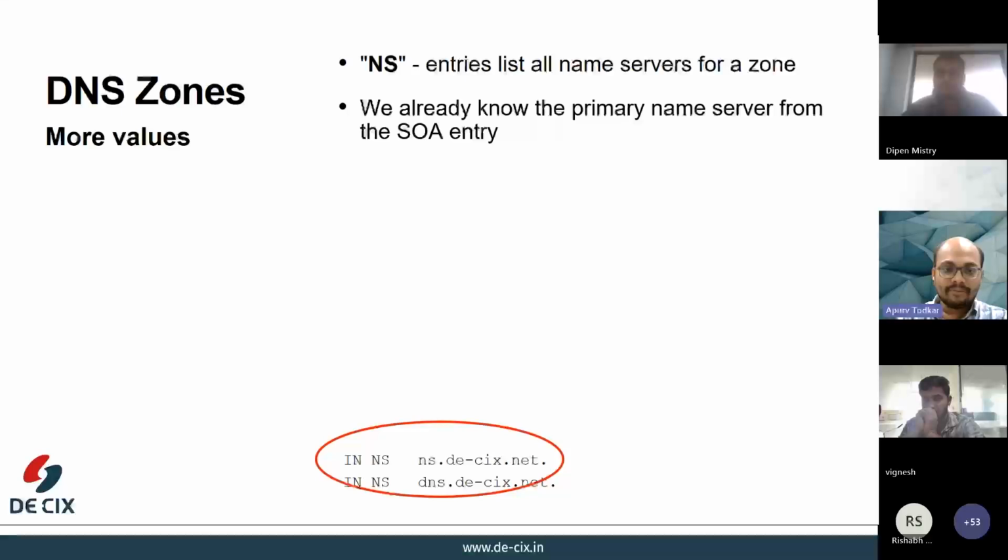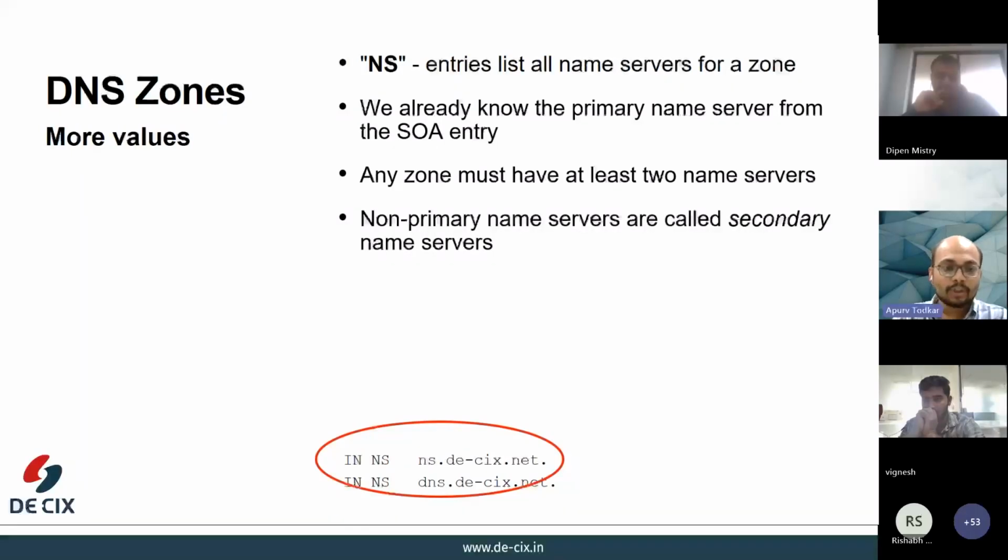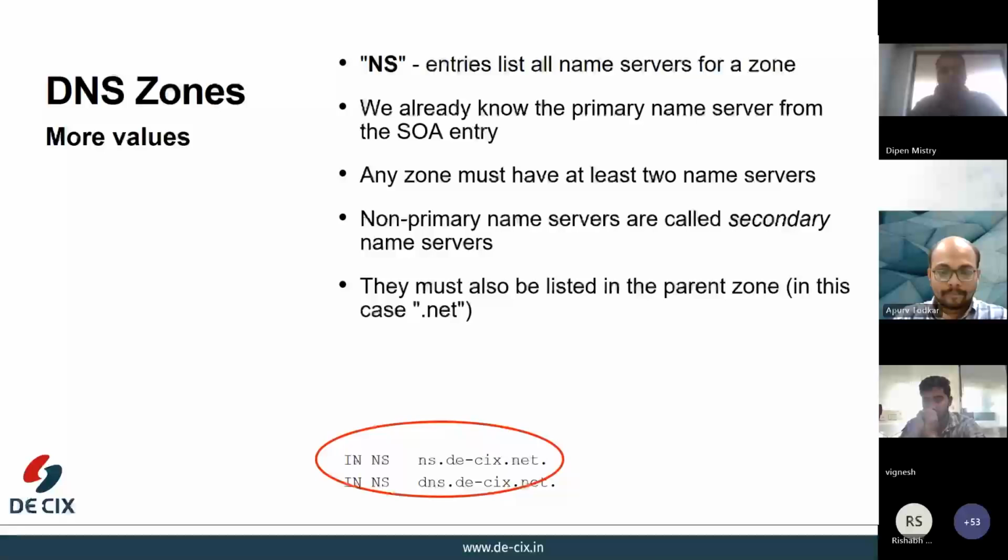So the next entry that we have is the NS entries. NS entries are the entries which we already talked about, and we already know that any zone must have at least 2 name servers, the primary name server from the SOA entry and the secondary. Here you can see ns.dekix.net and dns-dekix.net are the 2 NS entries for your reference. They must also be listed in the parent zone. In this case, .NET is the parent zone that is already listed.